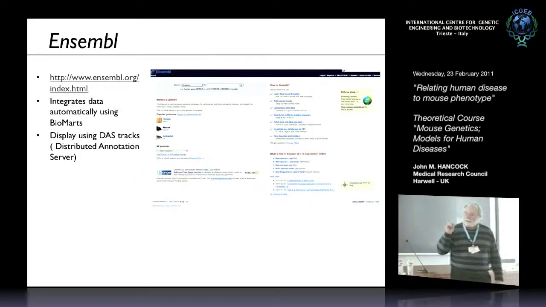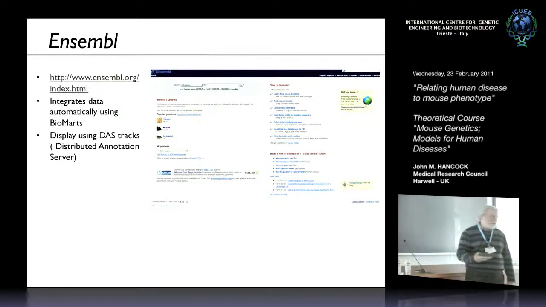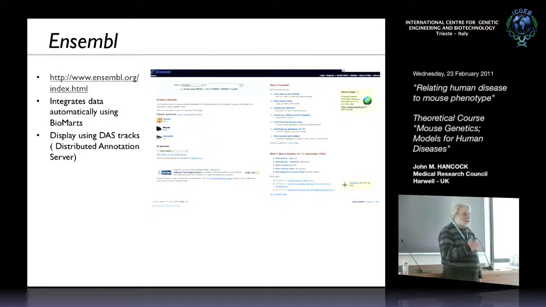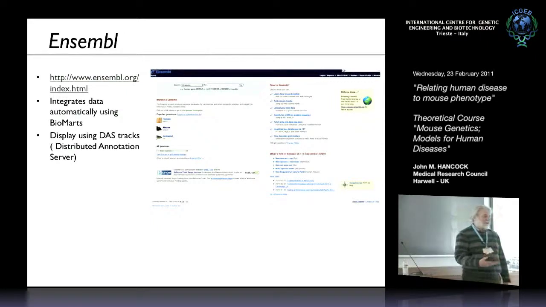Before I started, I was talking about data integration before lunch, and one additional database I should have mentioned I didn't get to was Ensemble. So a number of you know about Ensemble, and Ensemble is a combination of things. First of all, it's a representation of a model of the genomes. So they find gene models and they present them back to you. But they also integrate a lot of other data as well.